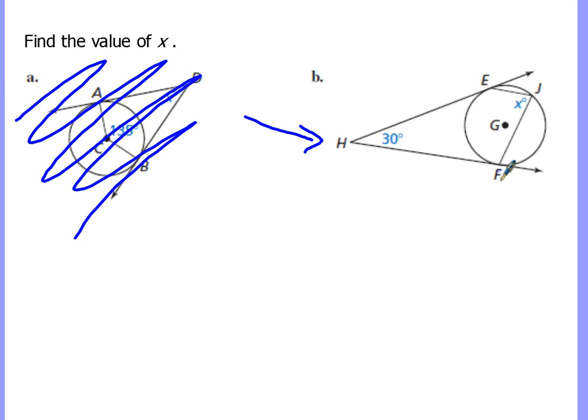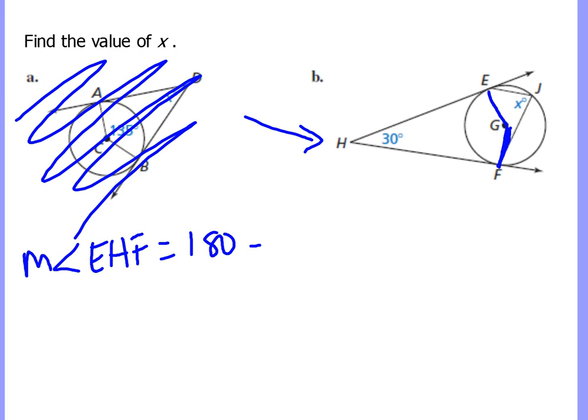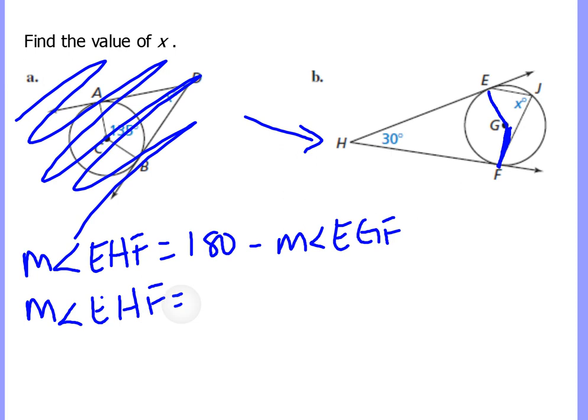So right now, my circumscribed angle, the measure of angle EHF, is equal to 180 minus the central angle. And I'm going to create a central angle right in here. So minus the measure of angle EGF. But do we also agree that the measure of angle EHF is equal to 180 minus the measure of arc EF? How did I get that? Because the intercepted arc is equal to the central angle.